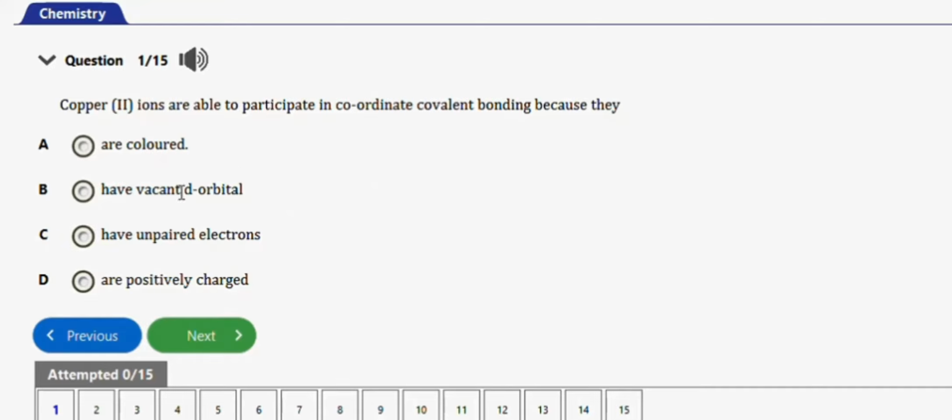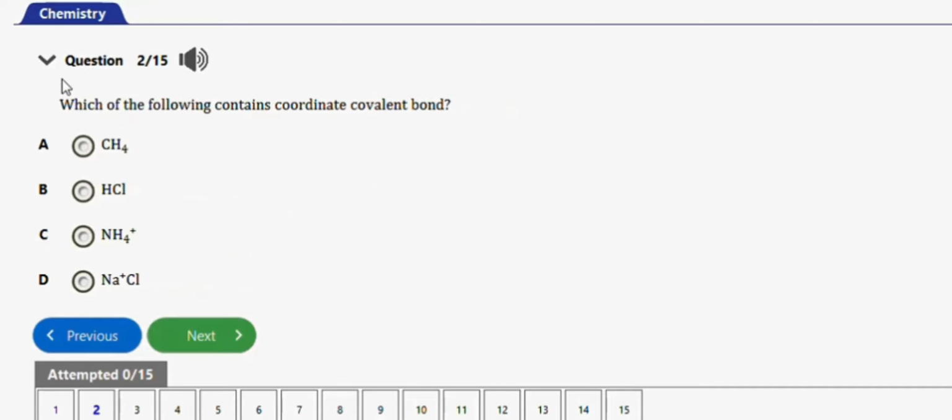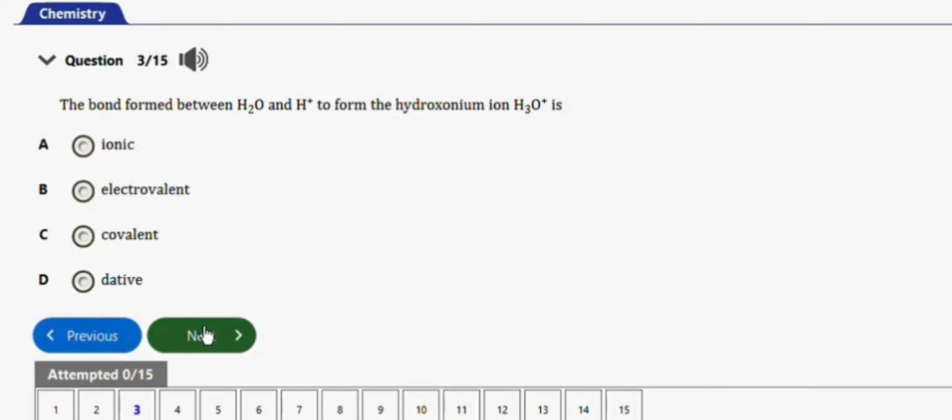Alright, very important. The next repeated question will be this one. We have, which of the following contains coordinate covalent bonding. So the right answer is option C, ammonium ion. Alright, so that's it for this question. The next repeated question will be this one. It says the bond formed between water and hydrogen ion to form the hydronium ion is, so we have it to be dative. Alright, another term for dative in chemistry is coordinate covalent bonding. So that's it for this question, option D.